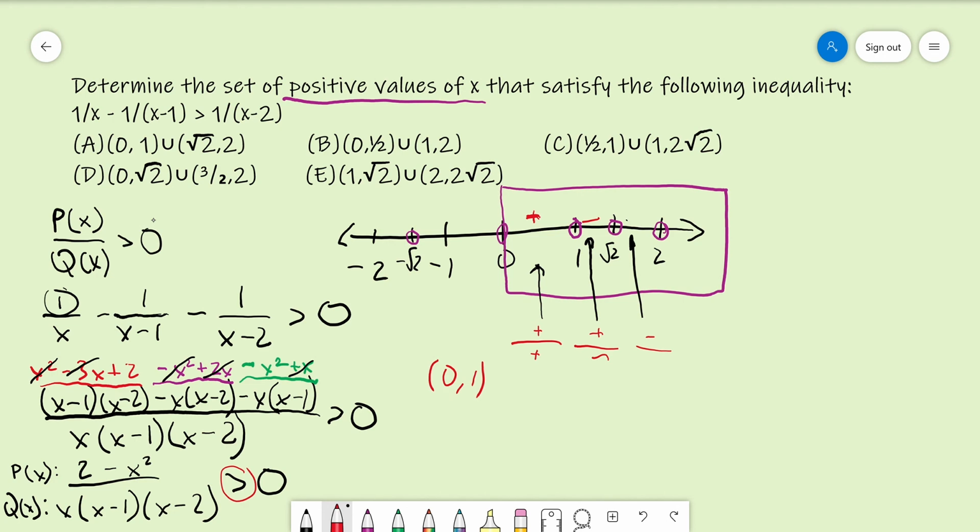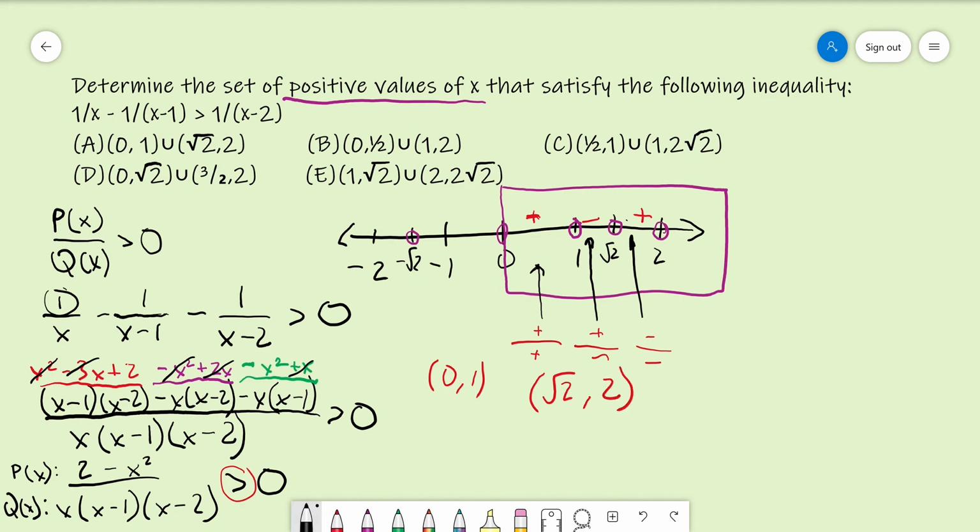So we're going to have one negative, and that's going to give us altogether a negative. And so a negative divided by negative is going to be positive. So we know that this interval root 2 to 2 is also part of the solution.